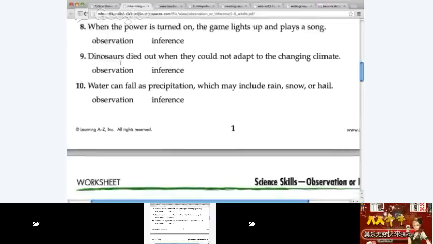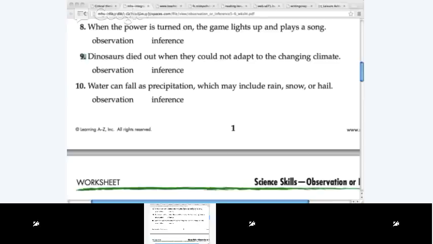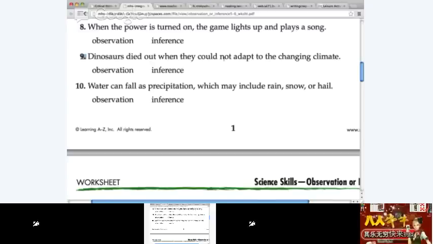Let's see. What about number 9? Who wants to read number 9? I would like to read. Okay. Go ahead, Monica. Dinosaurs died out when they could not adapt to the changing climate. That is an inference. Climate. Perfect. Yes, exactly. That's an inference. Perfect.